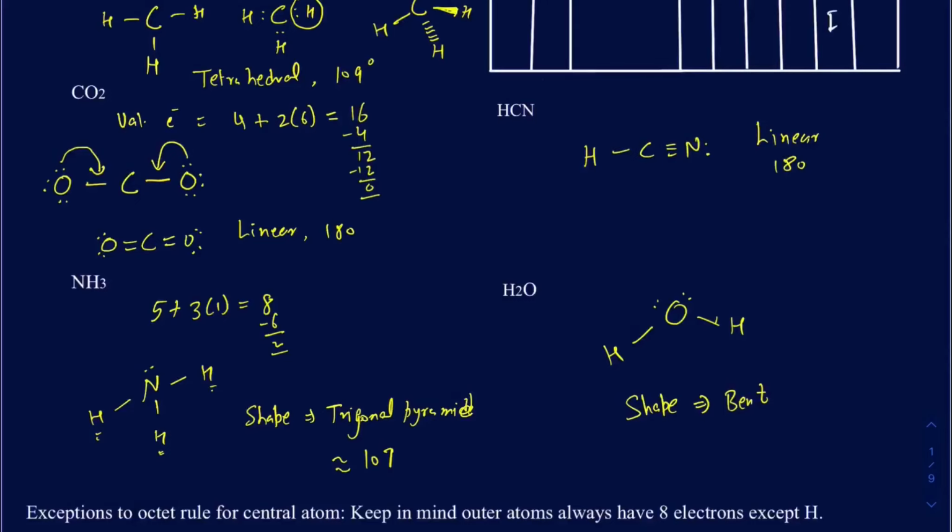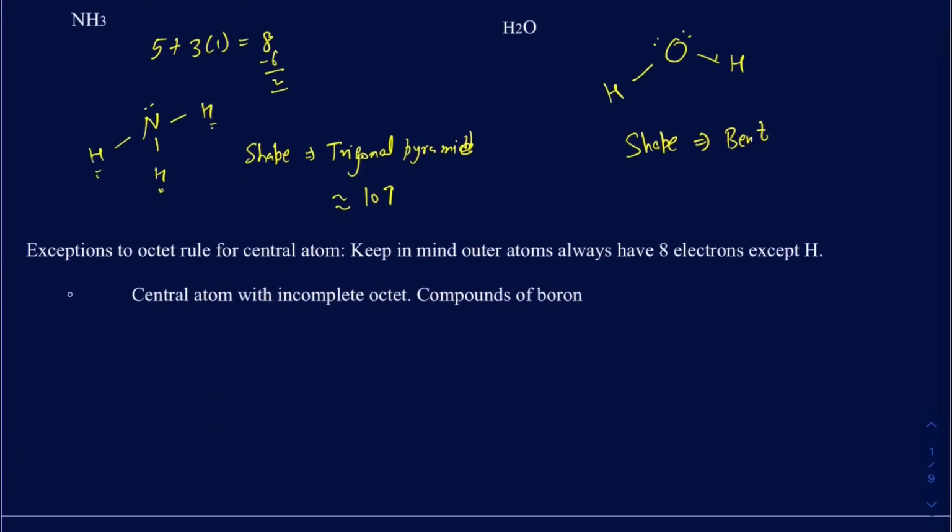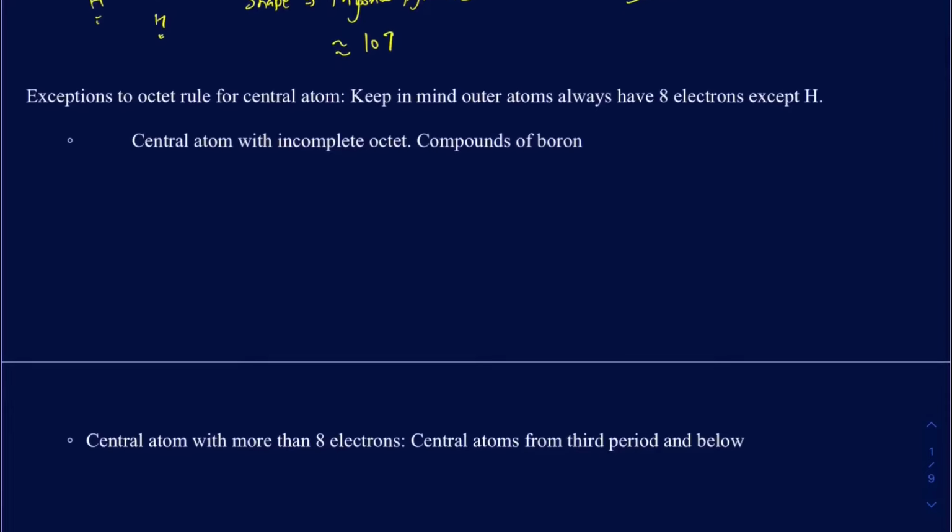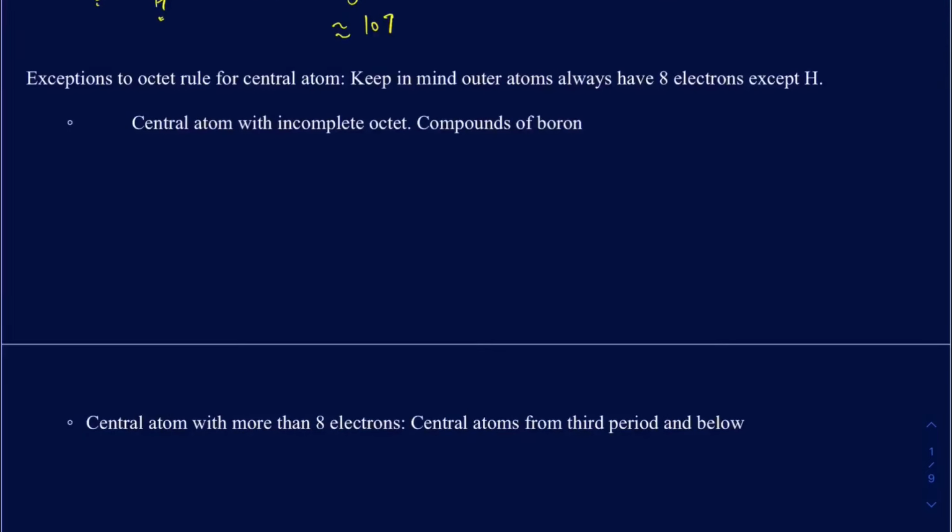Let's talk about some of the exceptions because they will come up at some point. The exceptions: we talked about the octet rule, and we said the central atom likes to have 8 electrons, but there are times when the central atom does not have 8 electrons, or another way of saying it, has either less or more. If it has less, it's going to be called an incomplete octet, and the compounds of boron are going to be the examples. Like I can have BH3, I can have BF3, or I can even have BCl3.